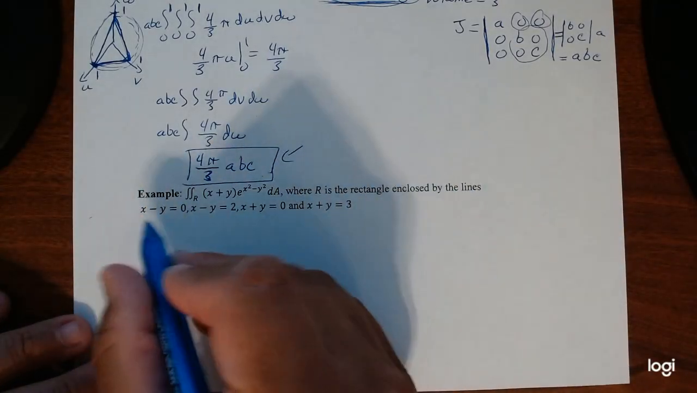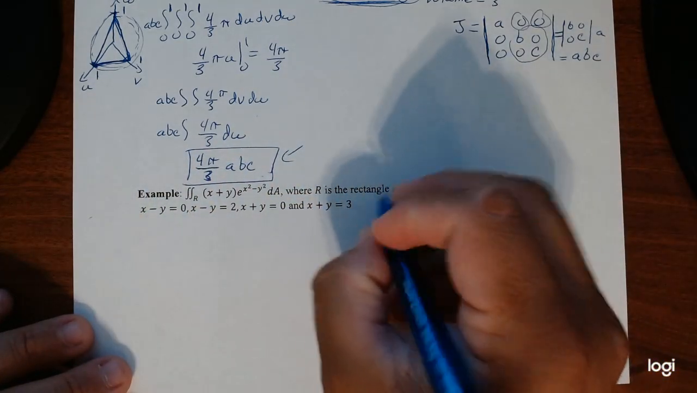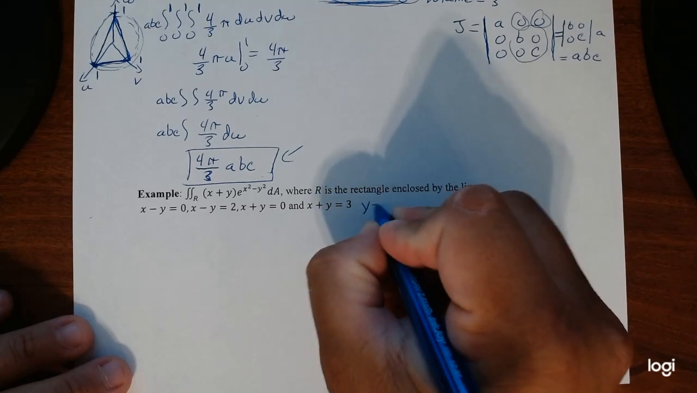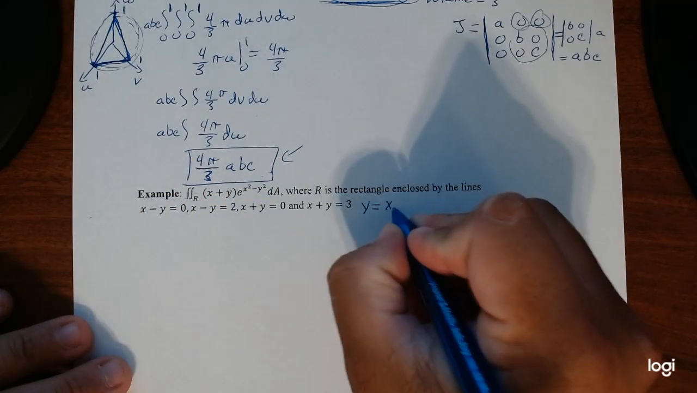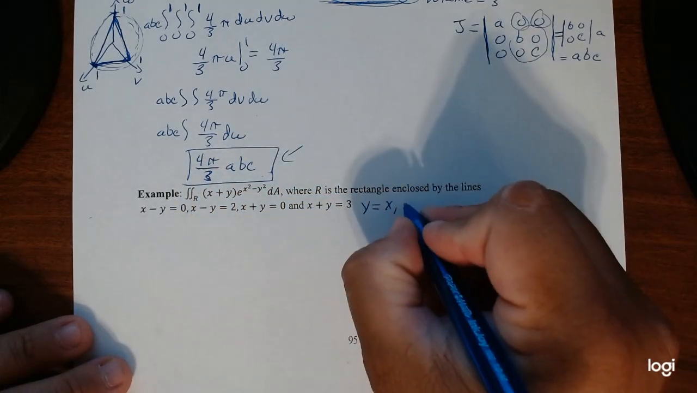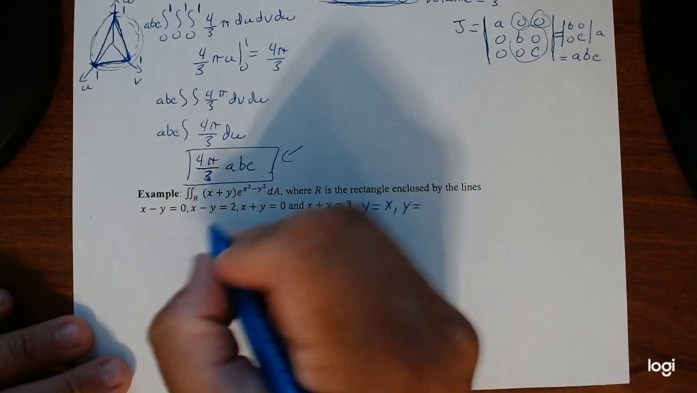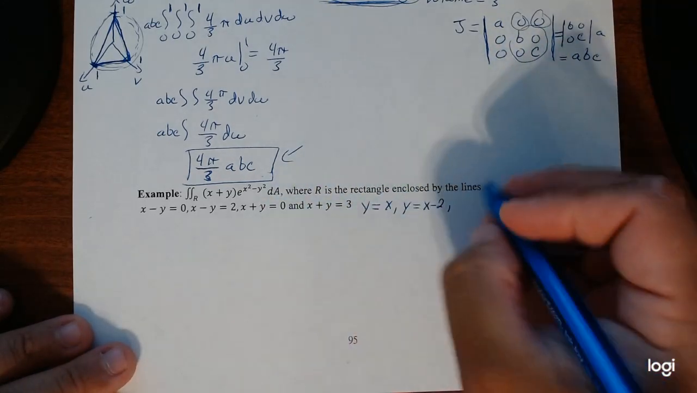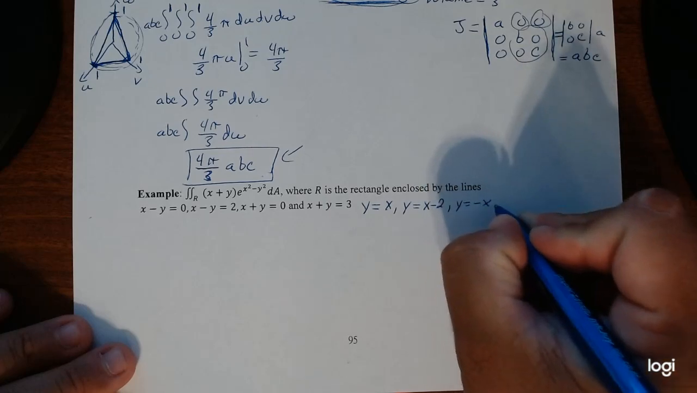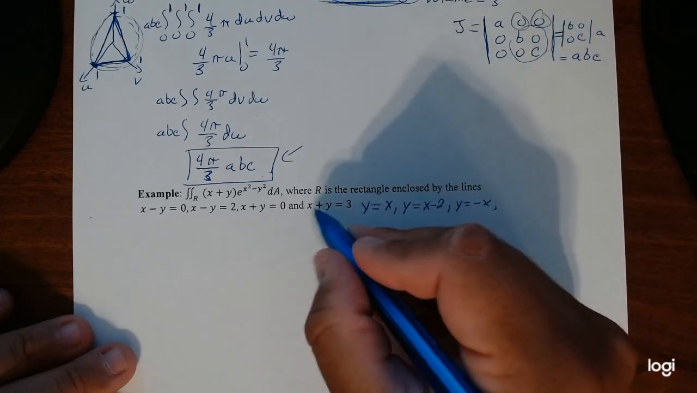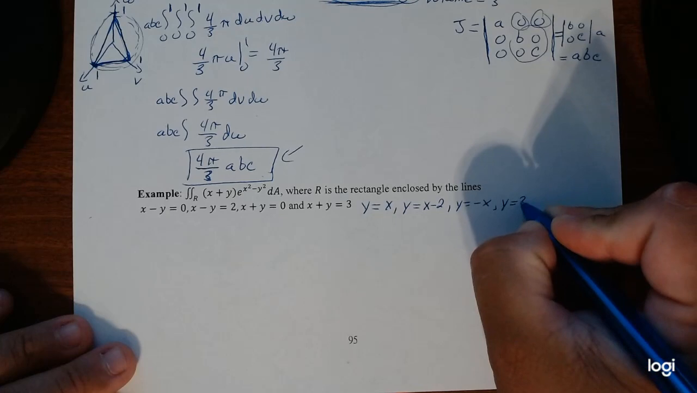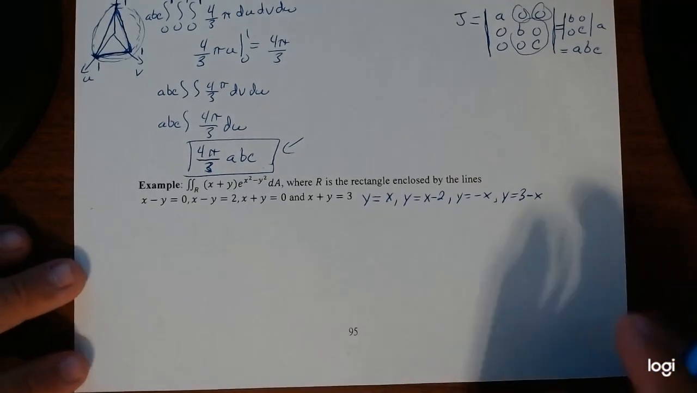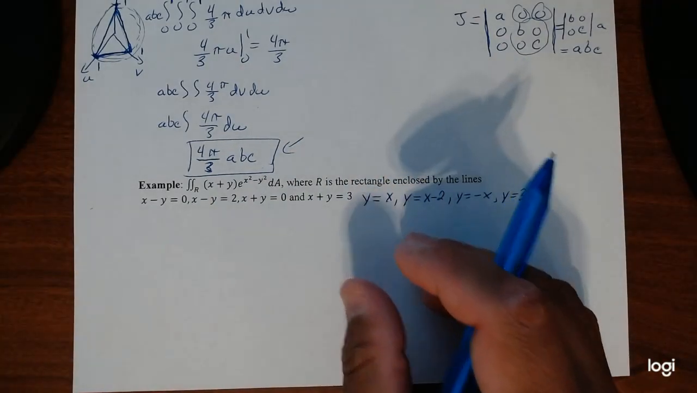So I always like everything in terms of y equals. So I'm just going to rewrite a couple of things. If we rewrite all of this, we'll have y equals x for the first one, y equals x minus 2, here y equals negative x, and over here y equals 3 minus x. Okay, so let's graph this and see what's going on.